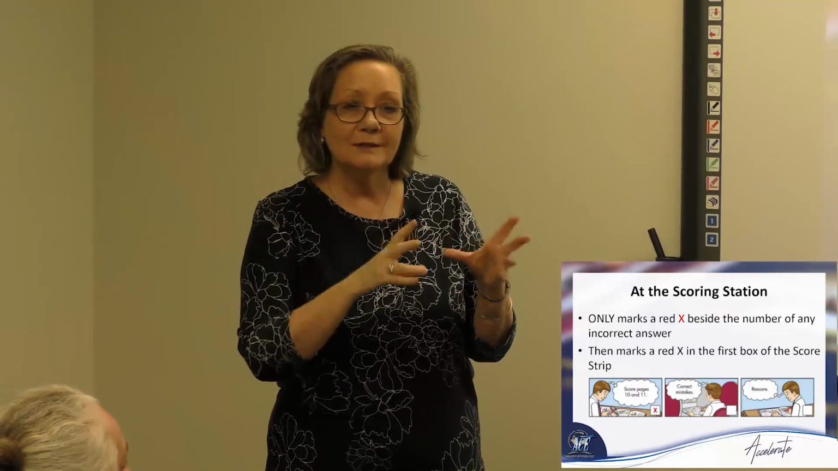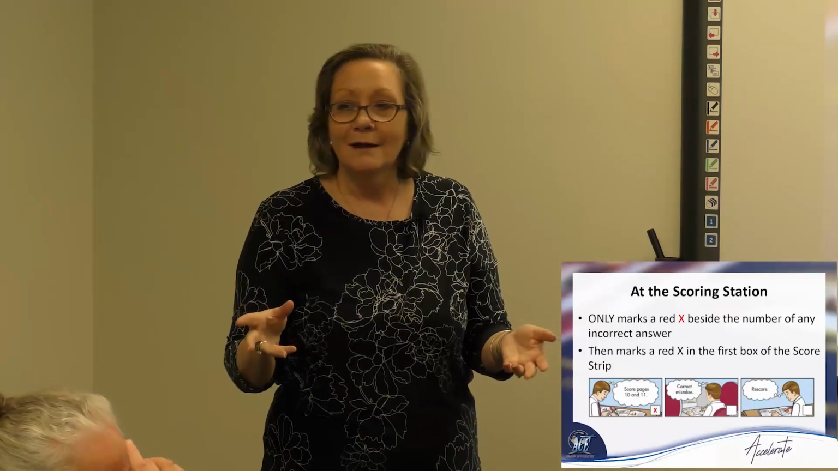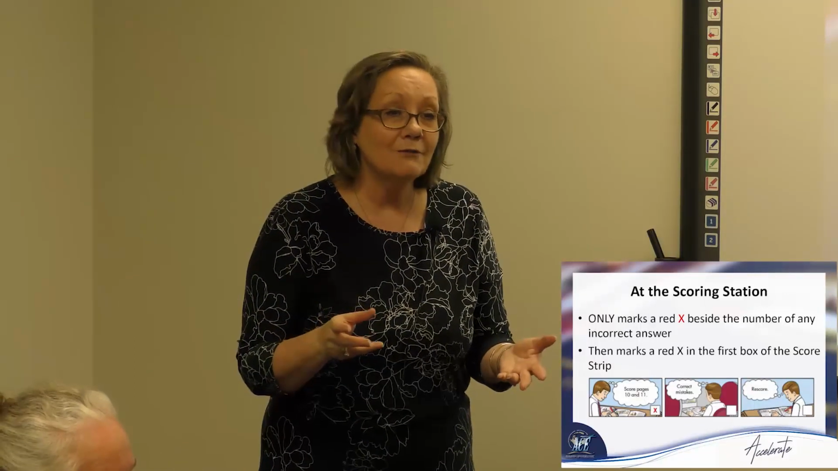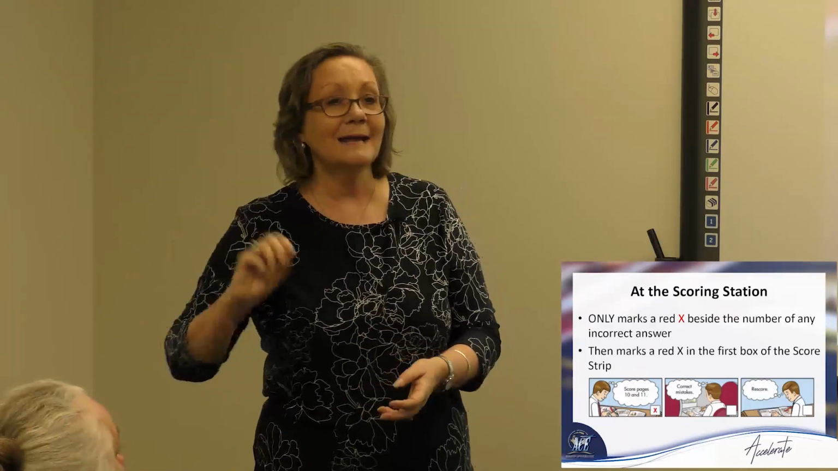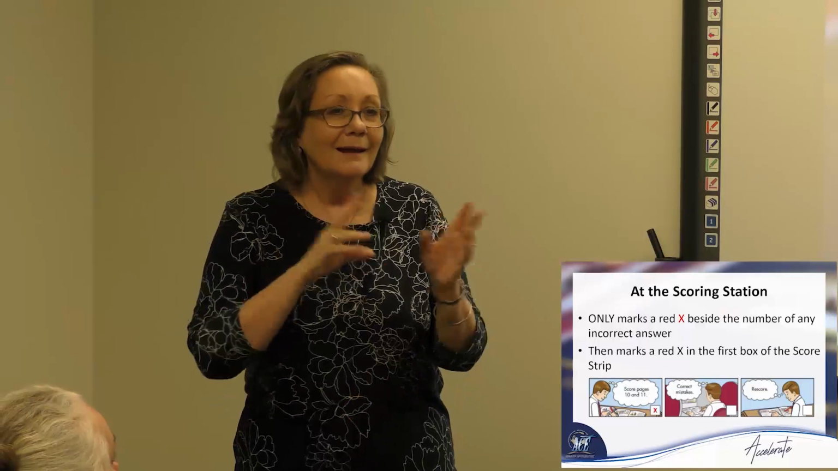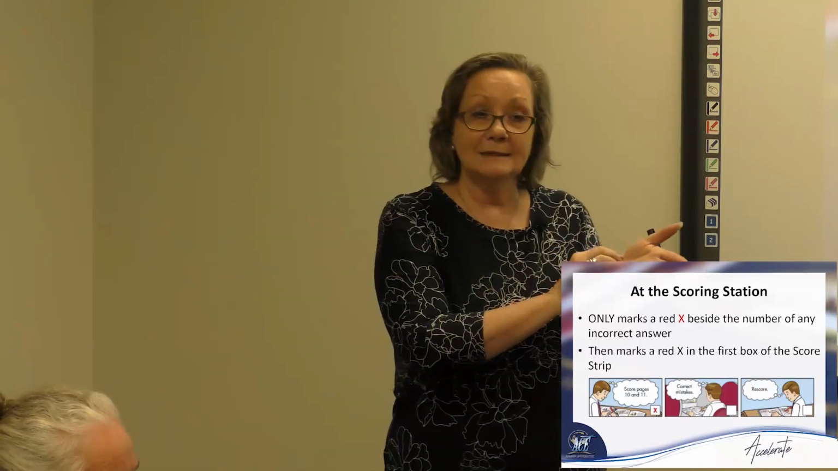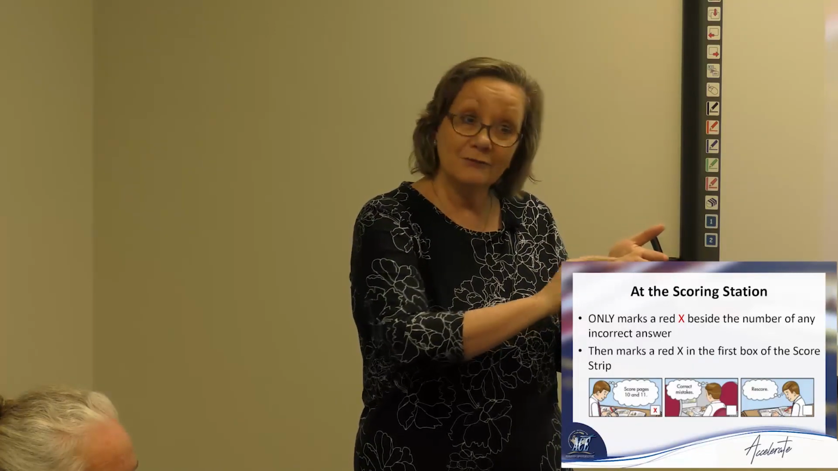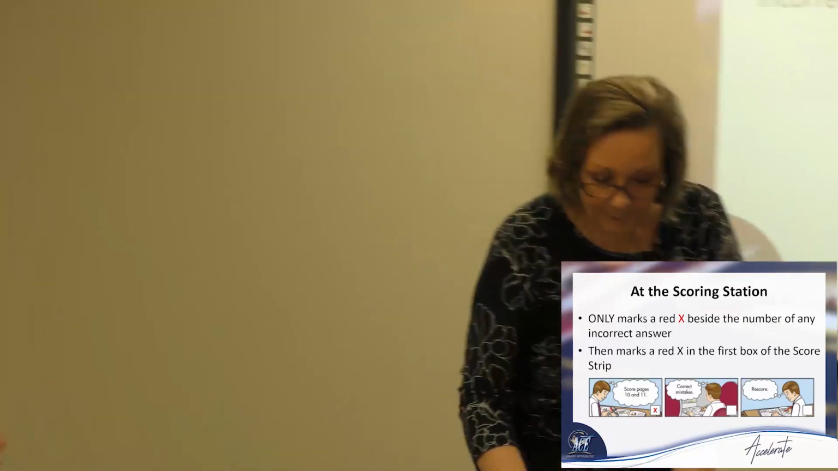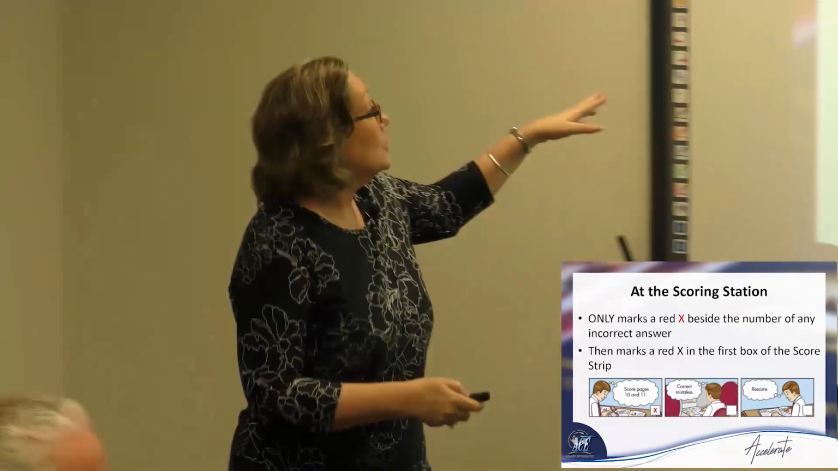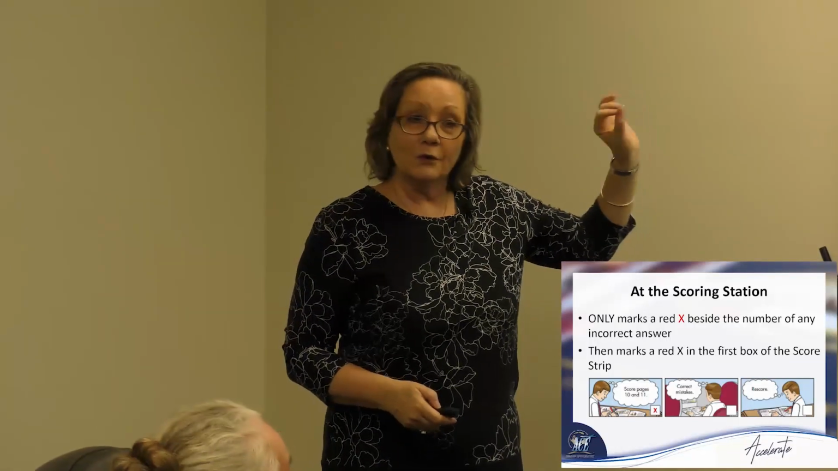We don't want them just to memorise the right answer from the score key and go back and go, oh, that's how I fix that. That's better than nothing, but it's far better if they just put an X next to that question and actually have to rethink the question. So the X goes beside the number of any incorrect answer. So it's the number on the question.